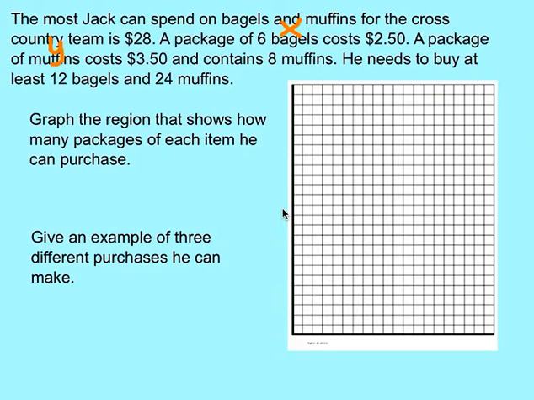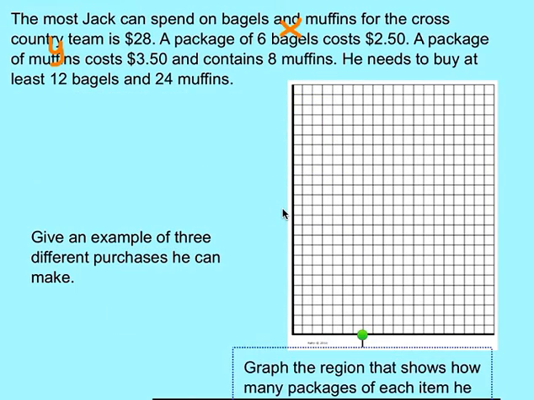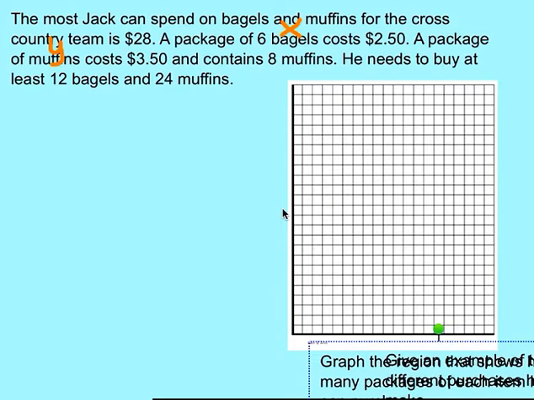So let's go ahead and start figuring some of this stuff out. I'm just going to move these down here so I have some space to write. First thing we need to do is graph the region. Well, first we need an equation, right? Okay, well, I know I only have $28 to spend. So for every X package of 6 bagels, I end up paying $2.50, which we can just write as 2.5. Then for every Y package of muffins, it costs me $3.50, or I can just write 3.5.